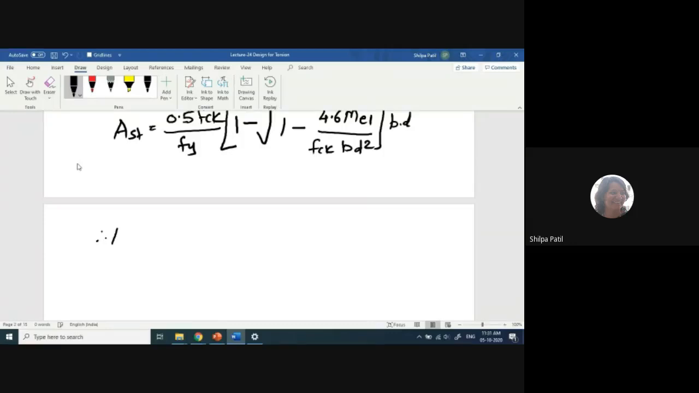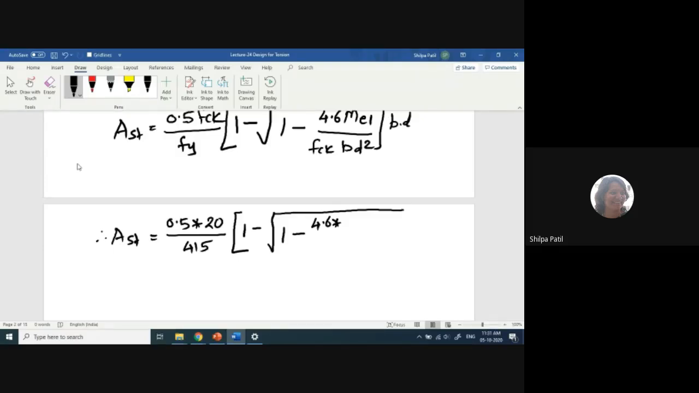Okay, so simply put all the values in this equation. So AST is equal to 0.5. What is the FCK value? 20. 20 divided by Fy, which is 415. Into bracket 1 minus under root 1 minus 4.6 into ME1.